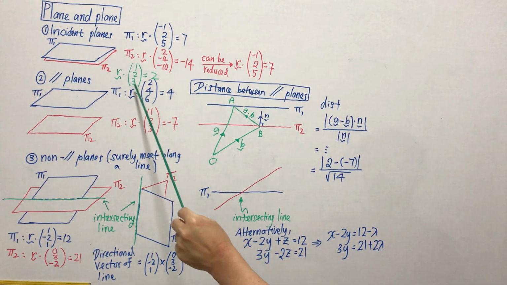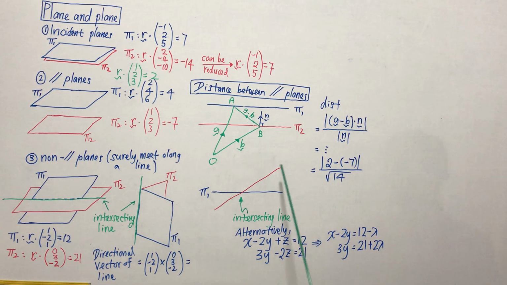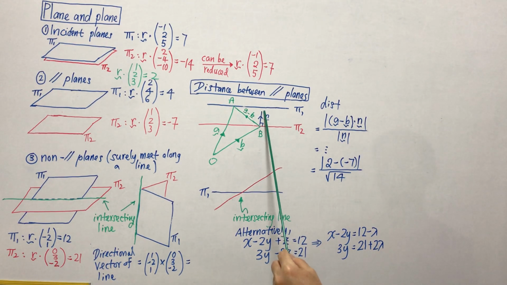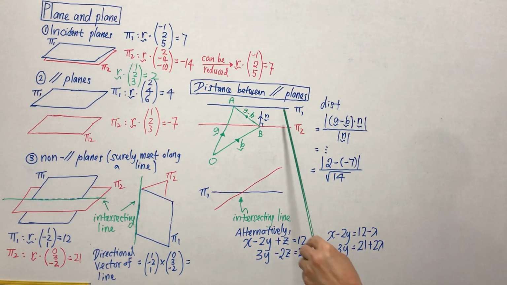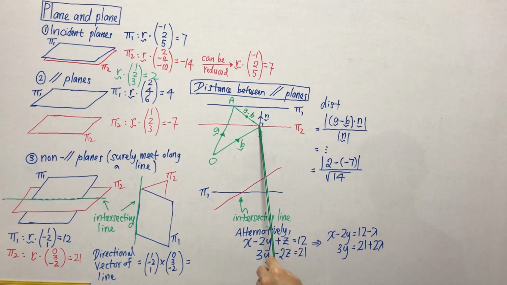Then for the common normal vectors, like in this case, they have a common normal vector (1, 2, 3). I can draw this common vector over here, or even over here. Because this normal vector is just a free vector, I am at liberty to draw them here, or even here. So in this case, I've drawn my normal vector n as here.